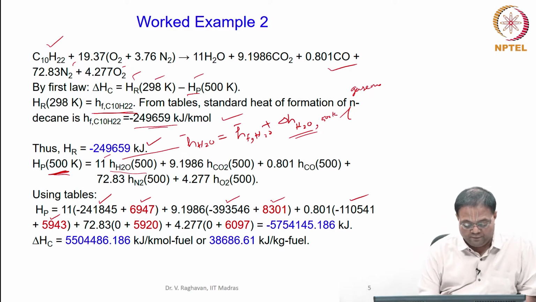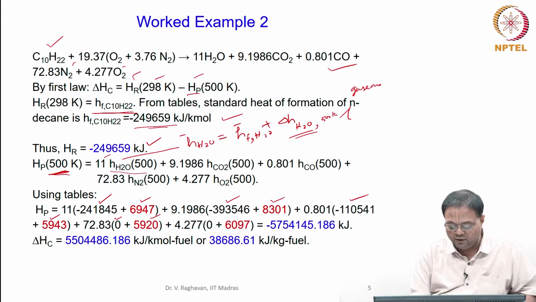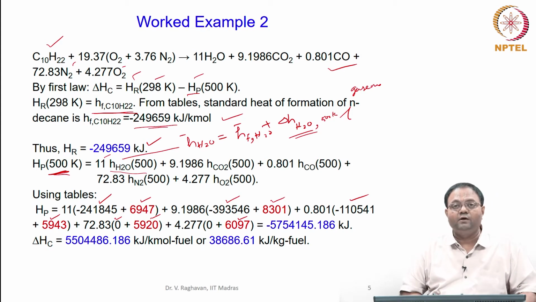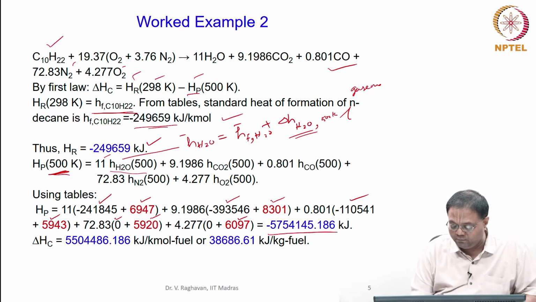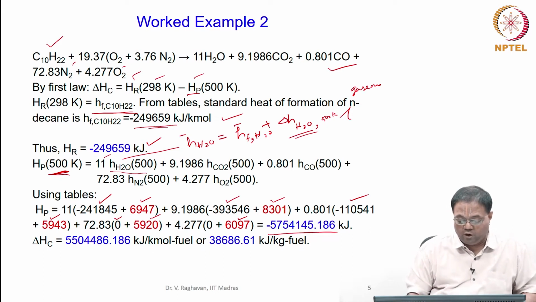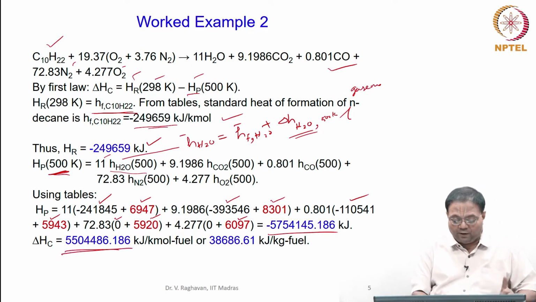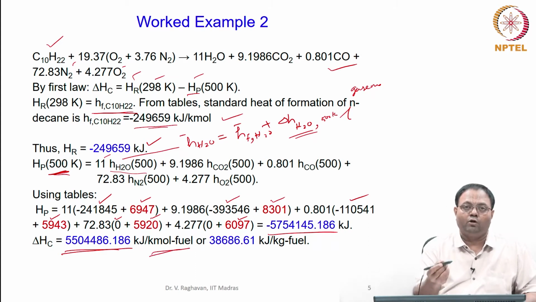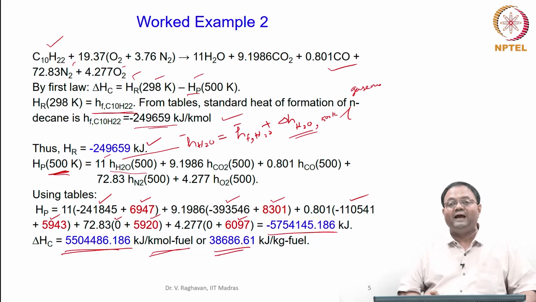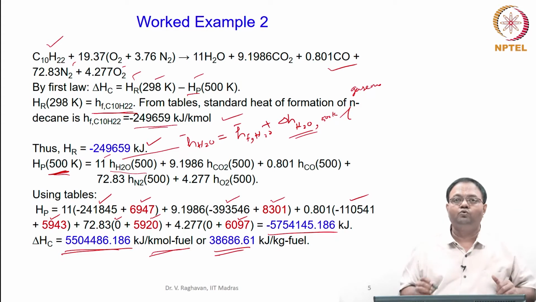But if you see, say, nitrogen, 72.83 kilomoles of nitrogen, enthalpy of formation is 0, but it has a sensible enthalpy at 500 Kelvin of 5920. Similarly, for oxygen, the sensible enthalpy at 500 Kelvin is 6097. So when you add these up, you get the enthalpy of products. Then HR minus HP will give you the delta Hc per kilomole of fuel, or dividing by the molecular weight of the fuel, you will get it per kg of fuel. The delta H value is 38,686.61 kilojoule per kilogram of fuel.